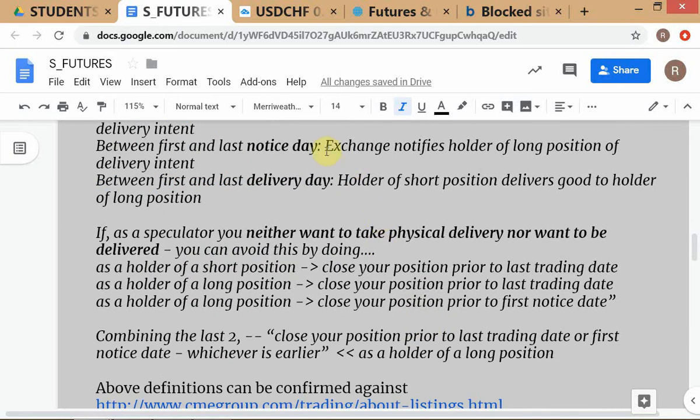The first notice date, which is actually wrongly defined in your book, is when the exchange notifies the holder of a long position of delivery intent, which means as soon as the first notice date comes, you're on notice. Any day the exchange may come and catch hold of any trader who's long futures, randomly, and tell him that you are going to be delivered against.